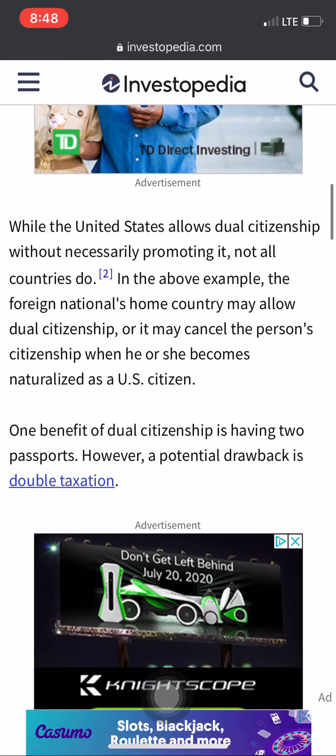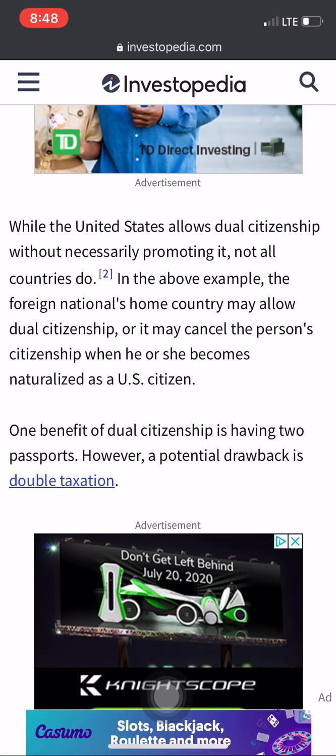While the United States allows dual citizenship without necessarily promoting it, not all countries do. In the above example, the foreign national's home country may allow dual citizenship, or it may cancel the person's citizenship when he or she becomes a naturalized US citizen. So if you consider the case of India, India will definitely cancel your Indian citizenship the instant you become a US citizen, and so you will not be able to own any property in India after that. I mean, you can do it, but it comes with heavy taxes, and there are other implications as well.